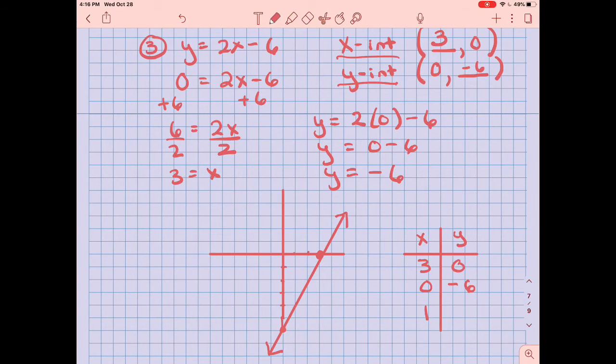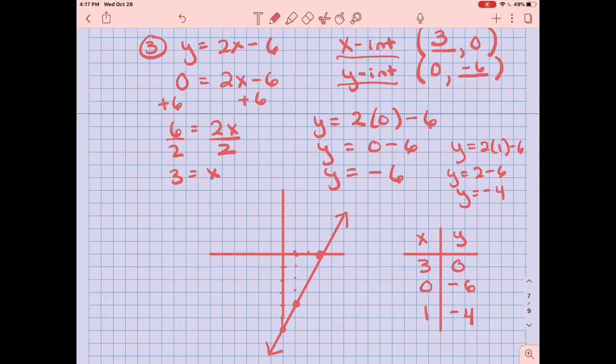Maybe I wanted a 1, and then I would go back and plug that in. Y equals 2 times 1 minus 6. Y equals 2 minus 6, or y equals negative 4. And there would have been another point on my graph. If you want to see that, here's 1, and then 1, 2, 3, 4.